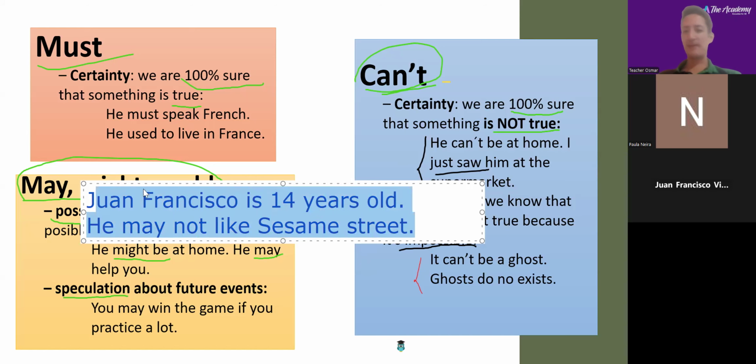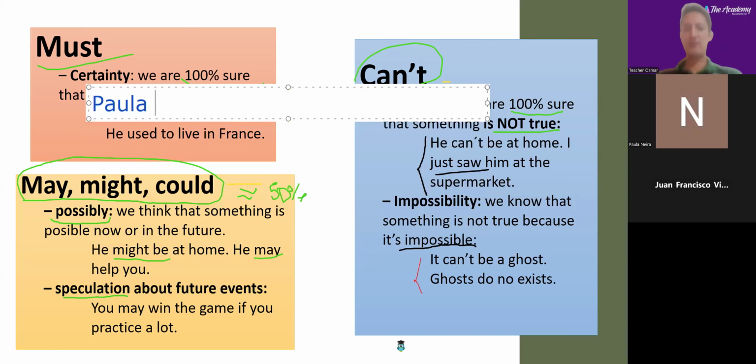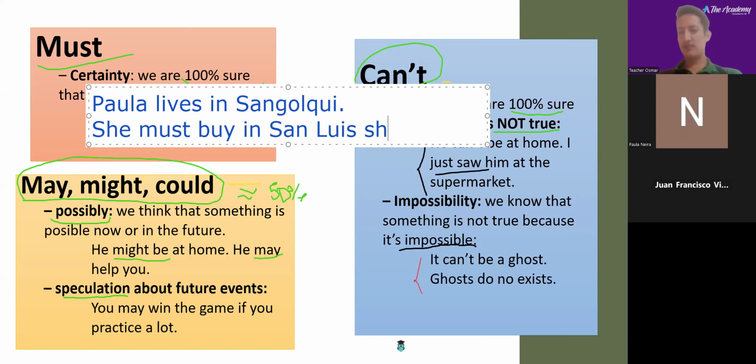For example, I'm going to make a deduction about Paula, okay? Paula Neira. For example, I remember about Paula. Paula lives in Sangolquí. That's what I remember, okay? Paula lives in Sangolquí. So she must buy in San Luis Shopping. Yes or no, Paula?